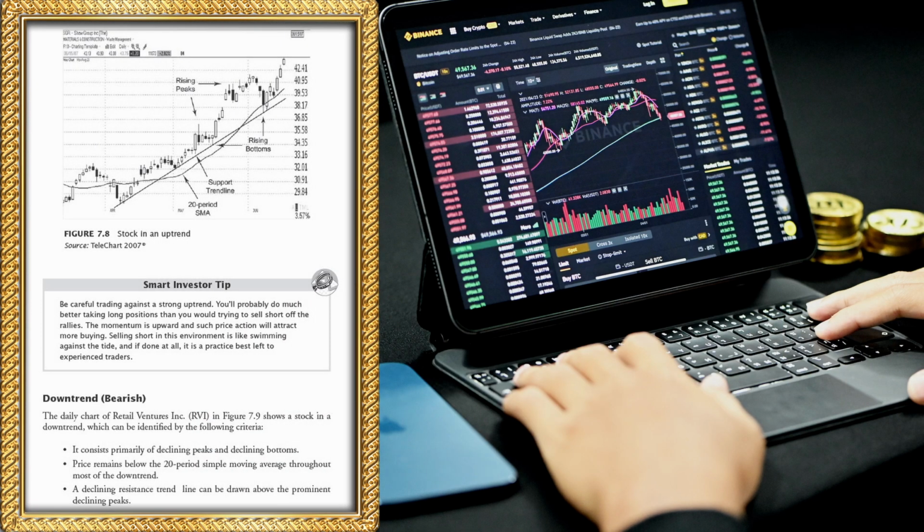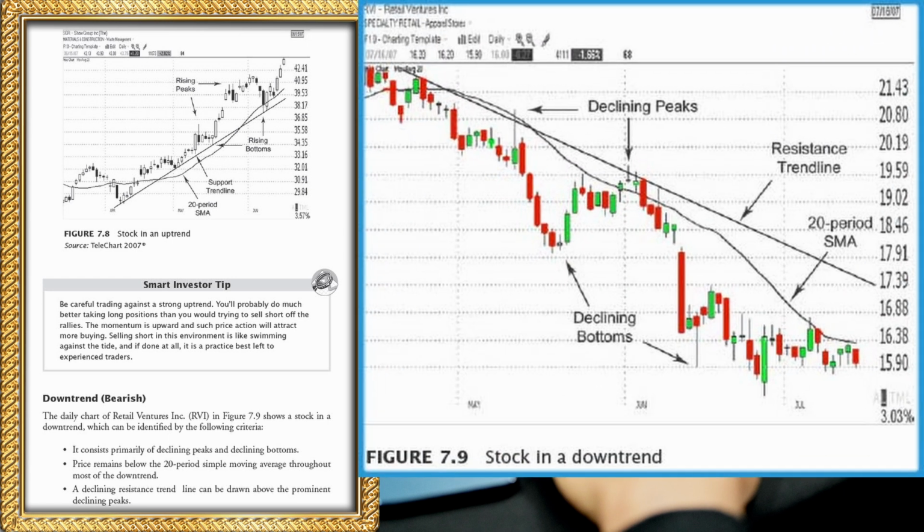Downtrend, bearish. The daily chart of Retail Ventures Inc. (RVI) in Figure 7.9 shows a stock in a downtrend, which can be identified by the following criteria. It consists primarily of declining peaks and declining bottoms. Price remains below the 20-period simple moving average throughout most of the downtrend. A declining resistance trend line can be drawn above the prominent declining peaks.